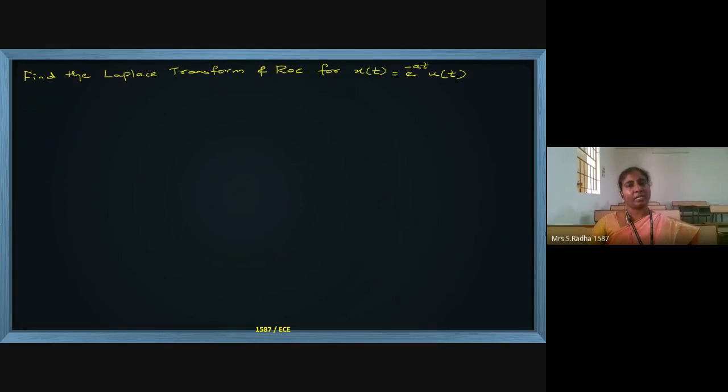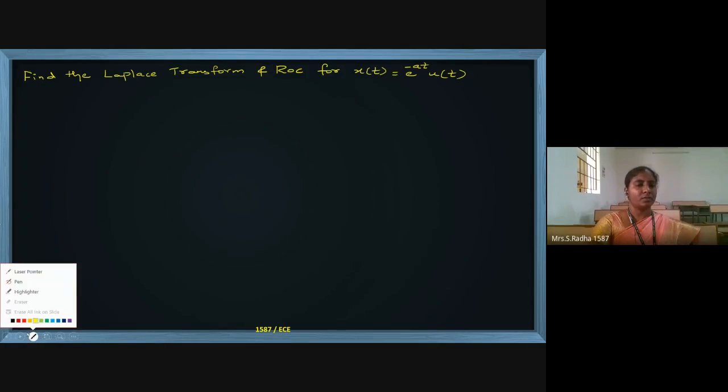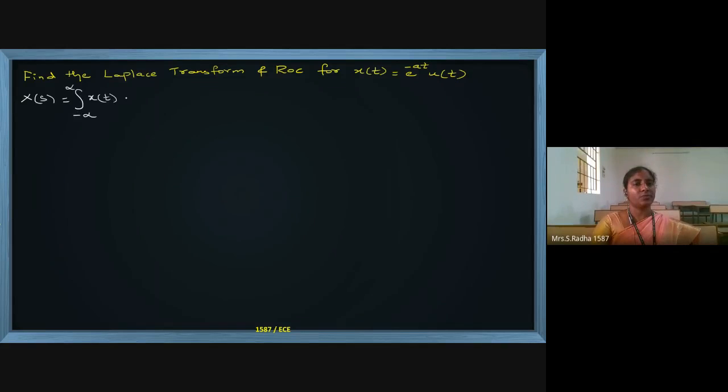In the actual problem, we have to find the Laplace transform as well as the ROC of the given signal. We already know the formula for the Laplace transform: integration from minus infinity to plus infinity of the signal into e power minus st dt. Now put x of t equal to e power minus at u of t, as given in the question, times e power minus st dt.